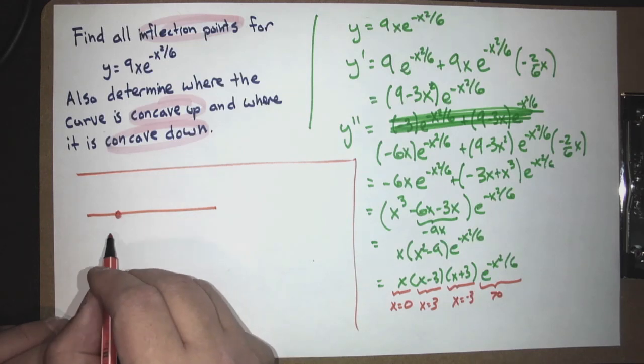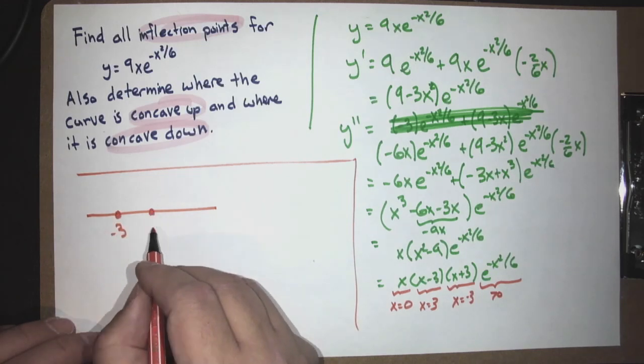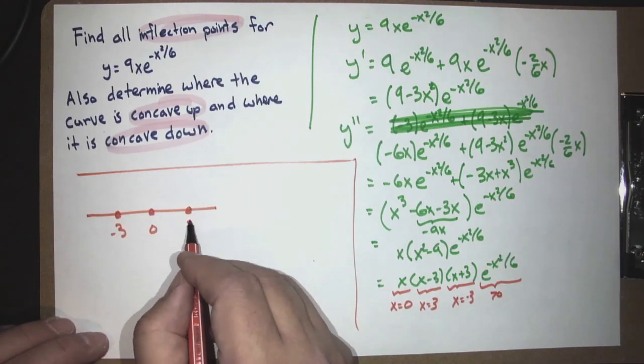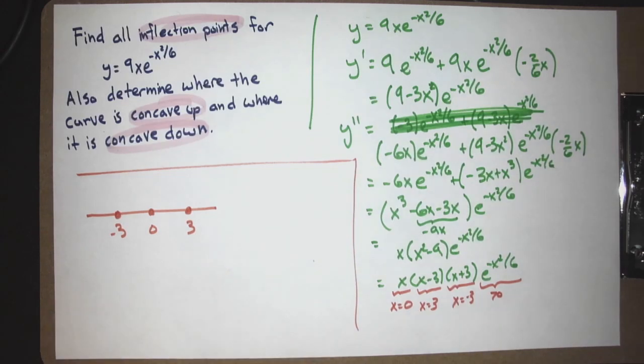So we'll mark them: negative 3, 0, positive 3. And you might say, whoa, that feels like what we did last time. Draw a line, mark the points. Because it's the same ideas. Wow, it's great how that works. Okay, so what are we going to do?